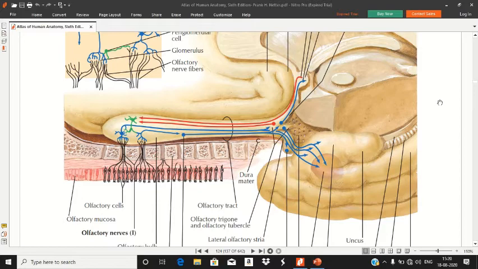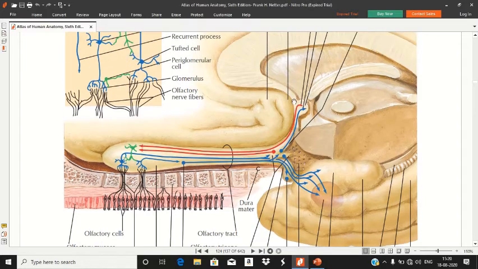Here you can see the lamina terminalis just below the corpus callosum. Here you can see the genu of the corpus callosum, and here you can see the rostrum of the corpus callosum, which is extending as the lamina terminalis. Just in front of this, you can see the paraterminal gyrus.